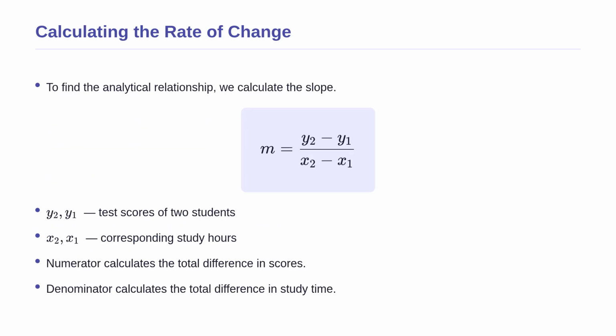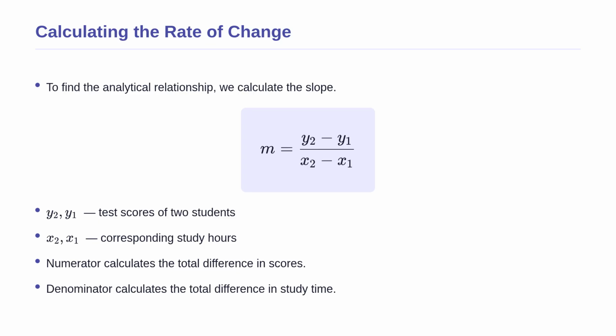This linear model leads us to an important mathematical tool. To truly evaluate the relationship between our variables, we need to calculate that slope, m. We use the standard slope formula, which divides the change in the dependent variable by the change in the independent variable. In this formula, y2 and y1 represent the outcomes, such as the test scores of 2 different students. The variables x2 and x1 represent their corresponding inputs, like their study hours.